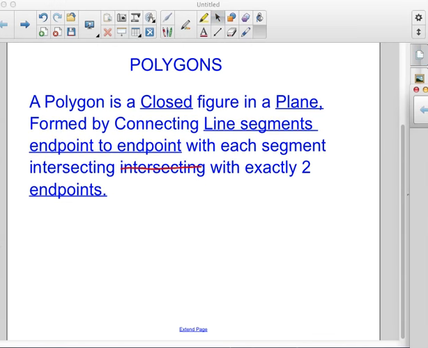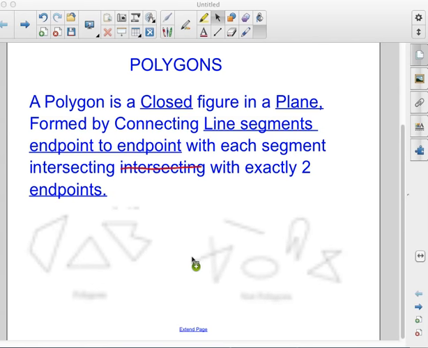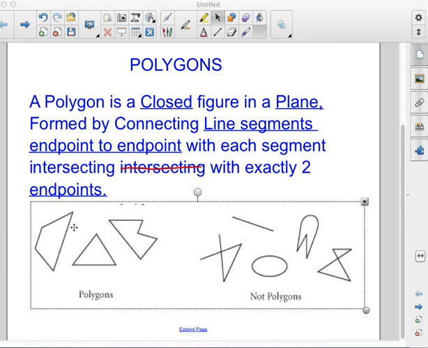So let's take a look at a picture of what polygons look like and what some polygons are not. Okay, so here we have some images of polygons. These are all closed figures. They're all in the same plane. Well, this one is enclosed. This one's not closed. Okay. These are all connected by line segments. These are all line segments. Okay. This one is not all connected by line segments. And this line here bending here, that's not a segment because it's bent. Okay. And the line segments are connecting endpoint to endpoint with exactly two endpoints.